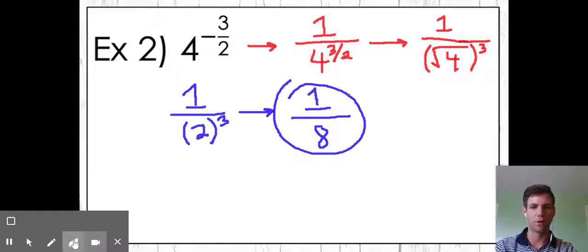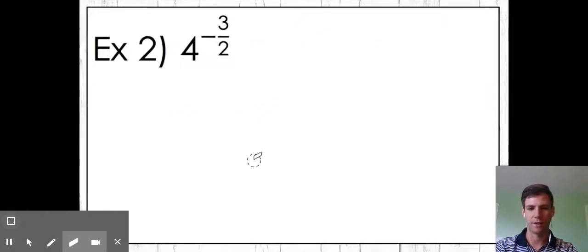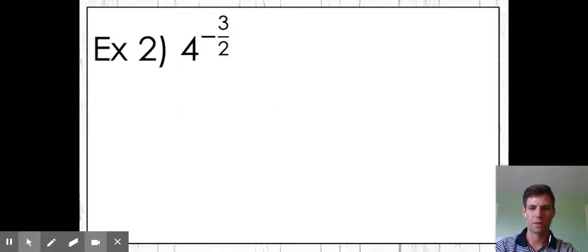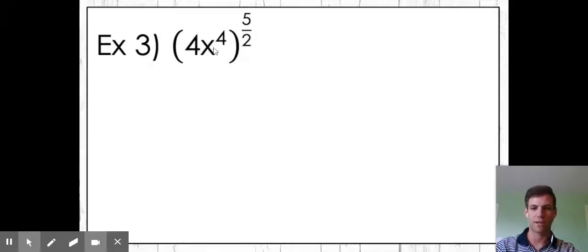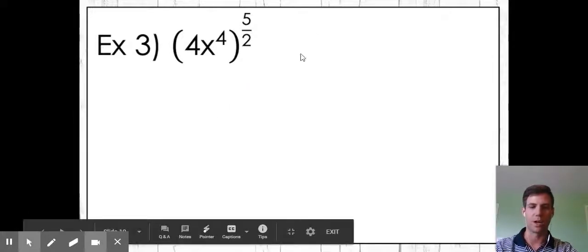Okay, we can move on to number 3 now. So let's keep moving through these problems. So now we are at 4x to the 4th, all to the power of 5/2. So the first thing that I'd want to do would be to try to move it into radical form.